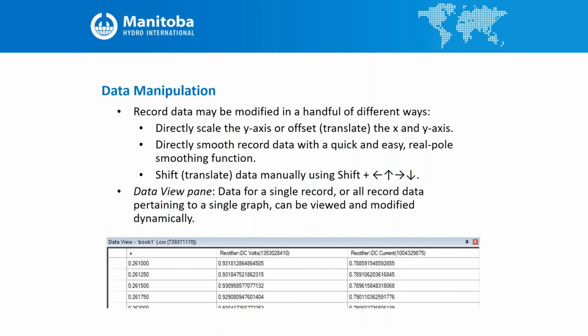This may be convenient if you have recorded data that may be a little bit misaligned. You're trying to compare it to simulated data, and perhaps it's misaligned on the XY axis a little bit. You just have to move it so you can compare it better. And as I'd mentioned before, using the data view pane, you can manually alter the data in the data set as well, dynamically from the table.